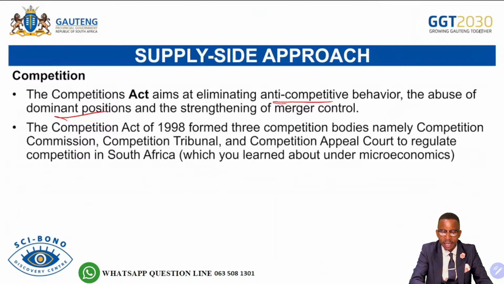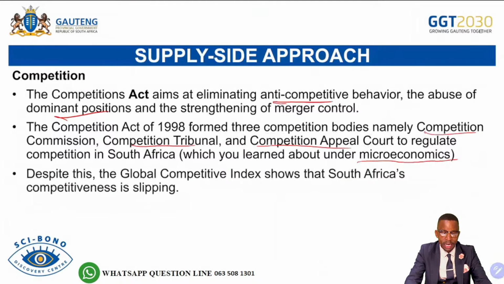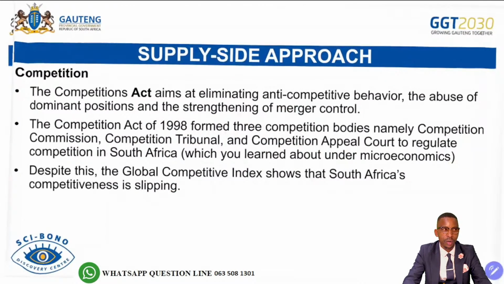The Competition Act of 1998 formed three competition bodies, namely the Competition Commission, the Competition Tribunal, as well as the Competition Appeal Court, to regulate competition in South Africa, which you learned in microeconomics, like I mentioned. These three bodies were formed by the Competition Policy Act of South Africa, and these bodies were fully discussed in our microeconomics. Hence, I said you must link the content. Despite this, the Global Competitiveness Index shows that South Africa's competitiveness is slipping, meaning we are not highly competitive globally. And then we continue on the supply side.